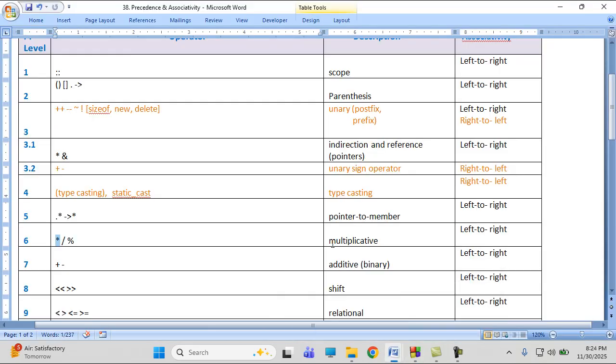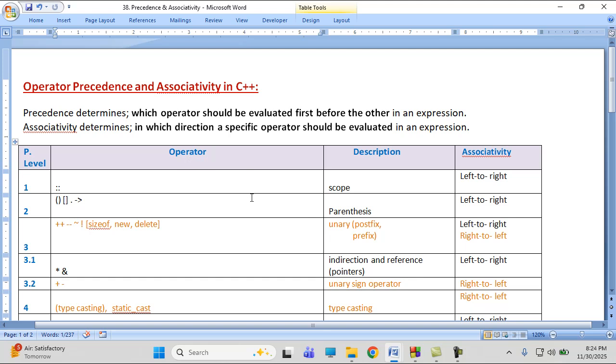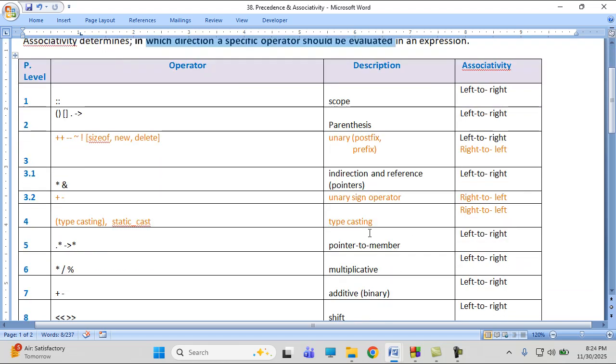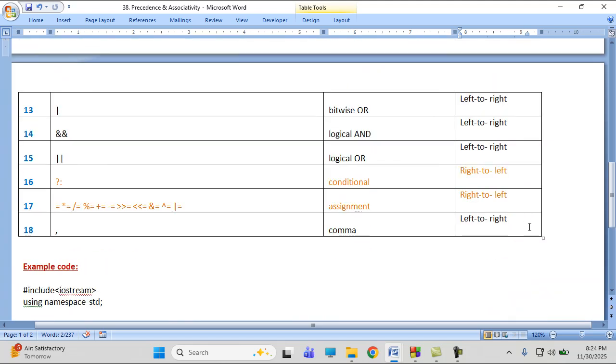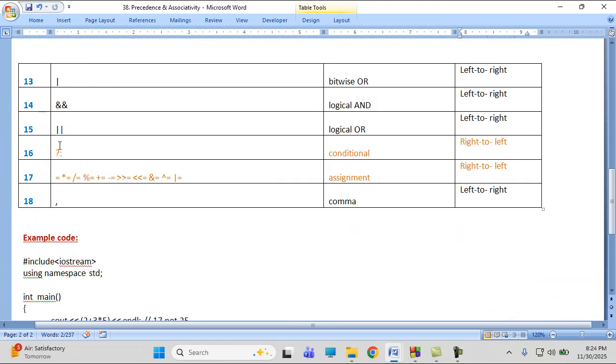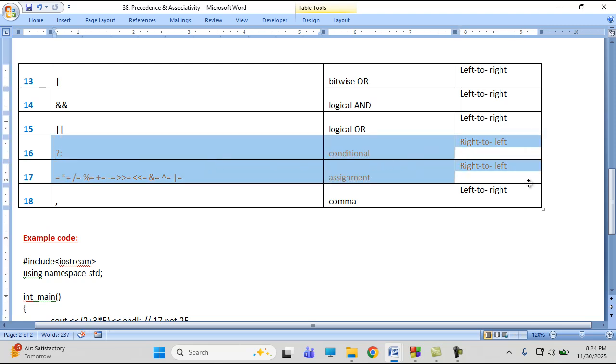Next comes the associativity. Associativity determines in which direction a specific operator should be evaluated. You can see here I have written the associativity of operators: left to right, left to right, left to right, like that, right? If you see here, the conditional operator and assignment operators have right to left associativity. That means they have to be evaluated from right to left.